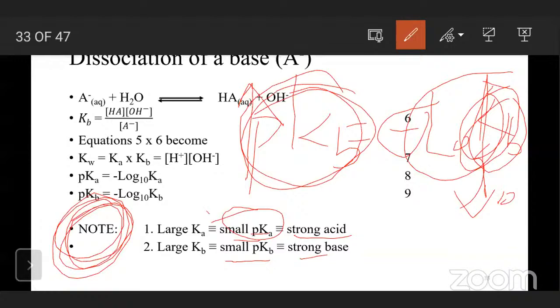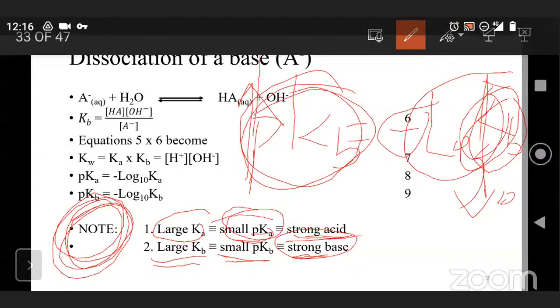So if you have large Ka, that implies small pKa, and that suggests that we have a strong acid. It means that acid will dissociate very well. If we have large Kb, that can be related to small pKb, which suggests that we are dealing with a strong base. So very briefly, let us move on.